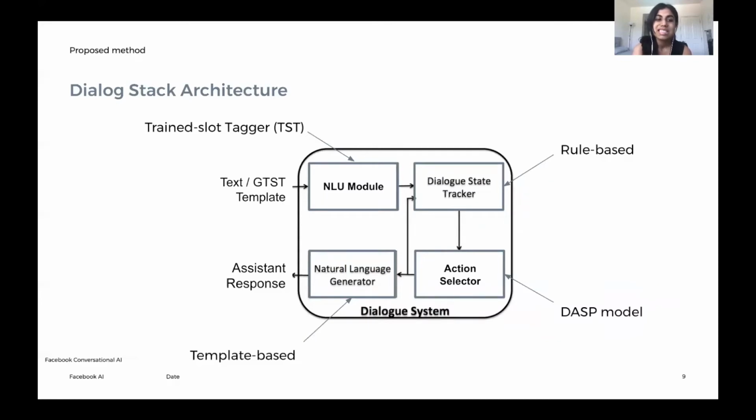When the user is in the TST mode, they enter freeform text, which is then passed to the trained slot tagger in order to obtain the tagged slots. This is then passed to the belief state tracker in order to update the belief state, and that is passed to the action selector. The action selector in our case is the dialogue action selector policy model. The output of the model is a sequence of dialogue acts that is passed through a template-based NLG in order to get the assistant response.